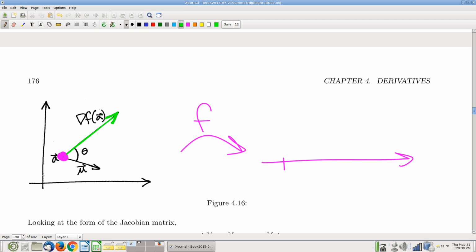And the gradient's a vector. We've got a formula for it: partials with respect to input variables. It's going to be a vector in the domain. Here's a question I would like to propose.